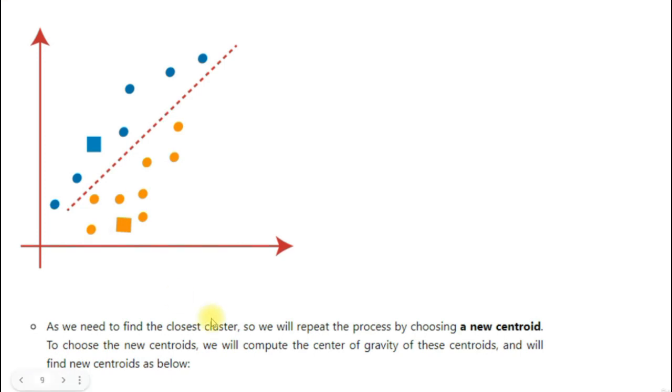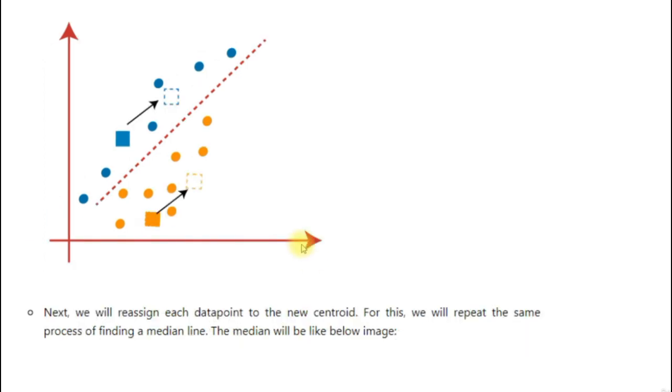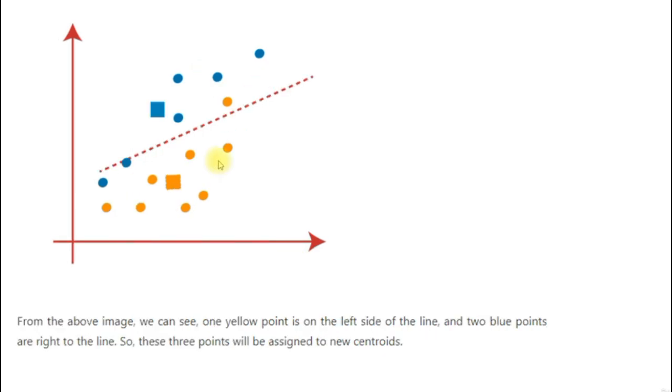Now as we need to find the closest cluster, we will repeat the process by choosing new centroids. To choose new centroids, we'll simply compute the center of gravity of these clusters and find new centroids as below. Now we will reassign each data point to the new centroid. For this we will repeat the same process of finding the median line. The median line will look like the given image. So this is after changing the center of gravity for the clusters.